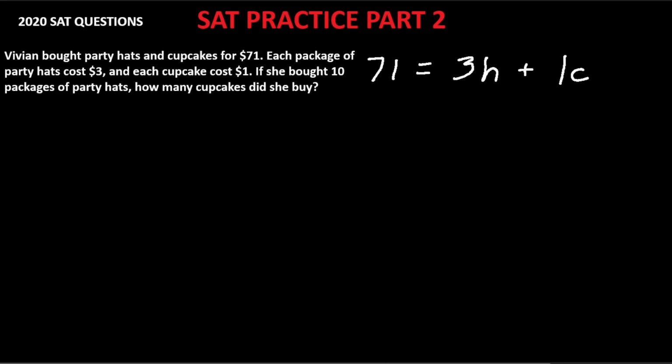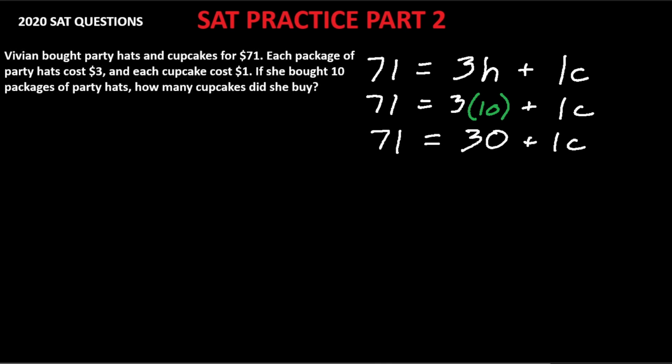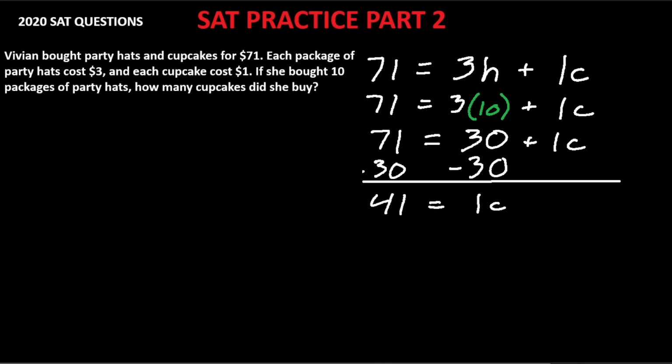So for $71, we know that she had $3 times an unknown number of hats and $1 times an unknown number of cupcakes. But then it says she bought 10 packages of party hats, so I'm going to replace the H with the 10. Here we're going to do 3 times 10, and then I'm going to subtract 30 from both sides, which shows me that 41 equals 1C. So there were 41 cupcakes at $1 each, and that's the final answer.